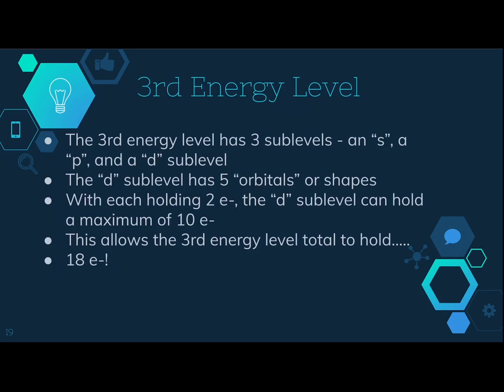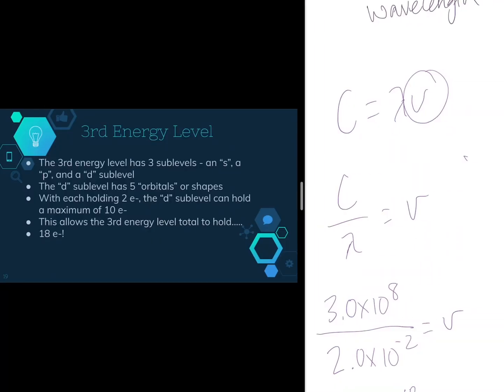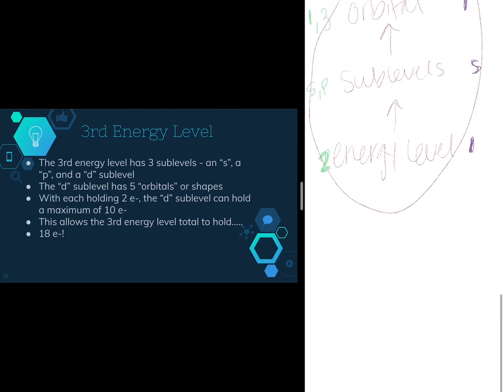Third energy level has 3 sublevels, S, P, and D. The D sublevel holds 5 orbitals, which if each one can hold 2, 2 times 5 is 10. This allows the third energy level to hold 18 electrons. Let's go ahead and write that down like we were.